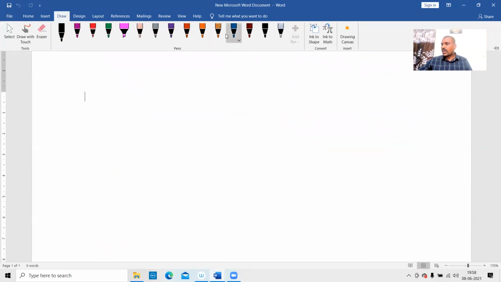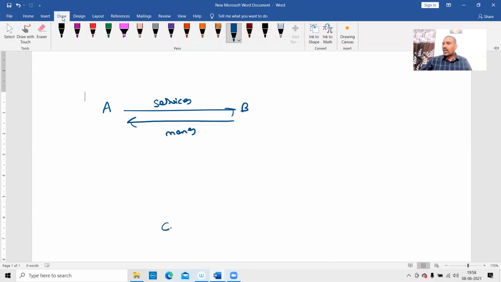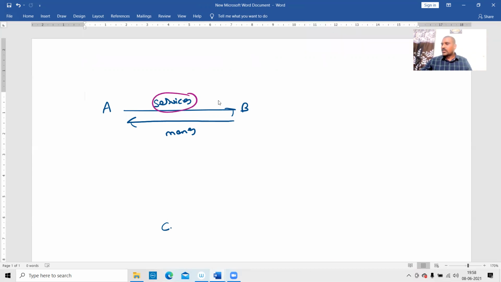Say for example, A rendered some services to B. B paid money, and that is taxable anyway. But because of these services, C also gets benefited indirectly. Benefit also accrues to C because of that work.